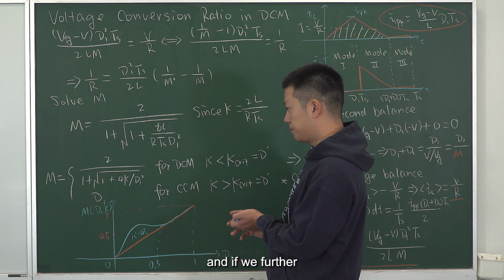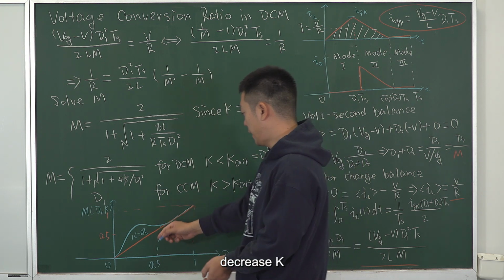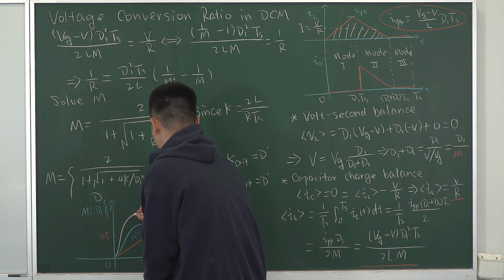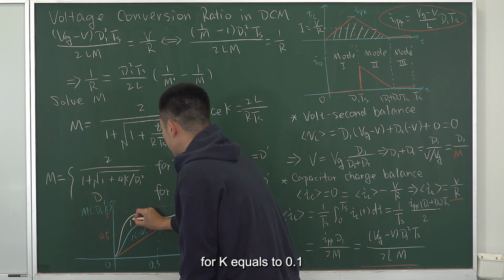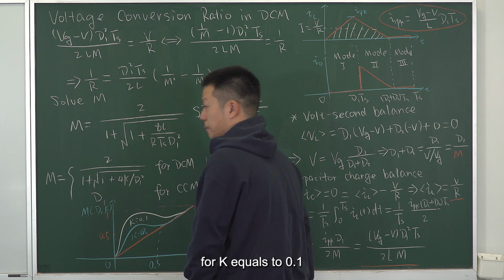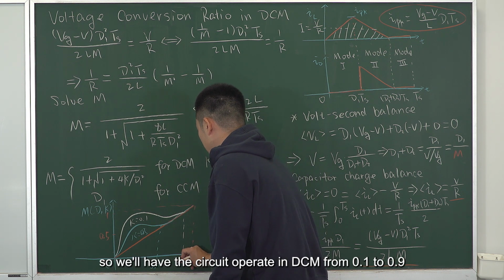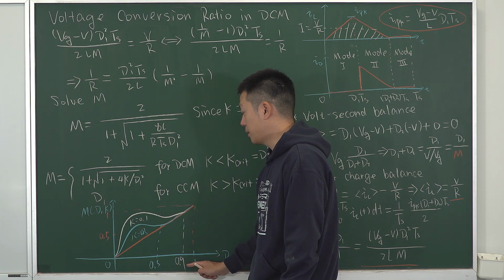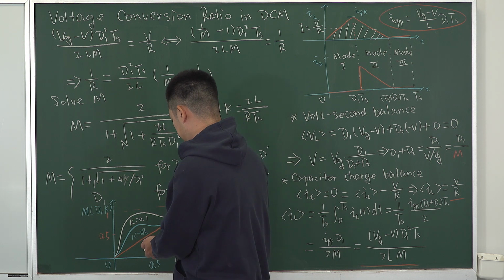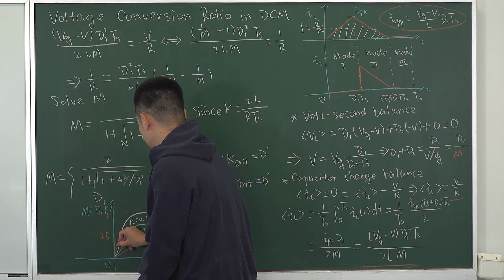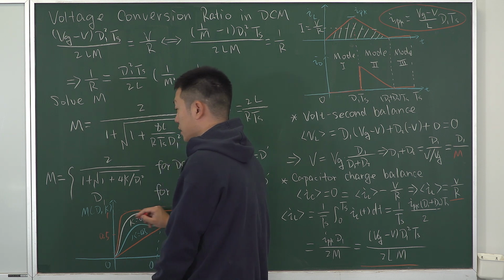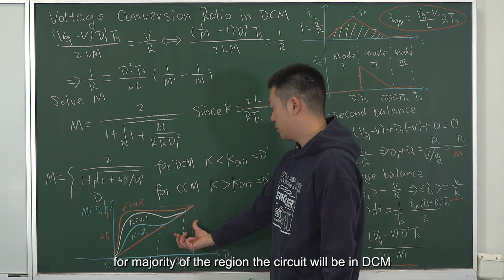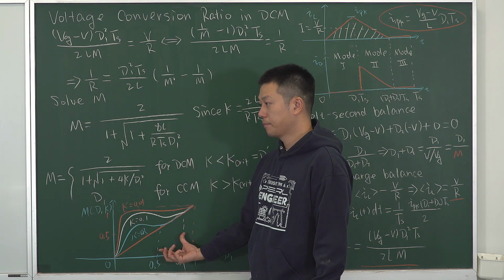And if we further decrease K, we'll have such a profile. For K equals 0.1, we'll have the circuit operate in DCM from 0 to 0.9, okay? And even further, like K equals 0.01, for the majority of the region, the circuit will be in DCM.